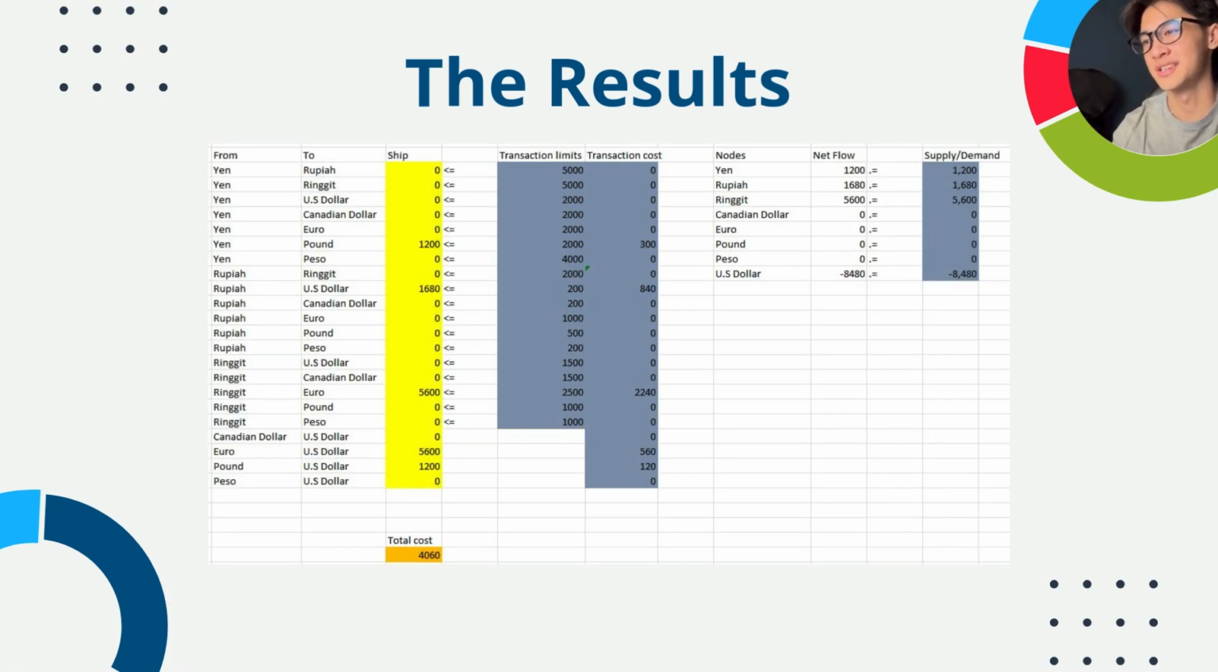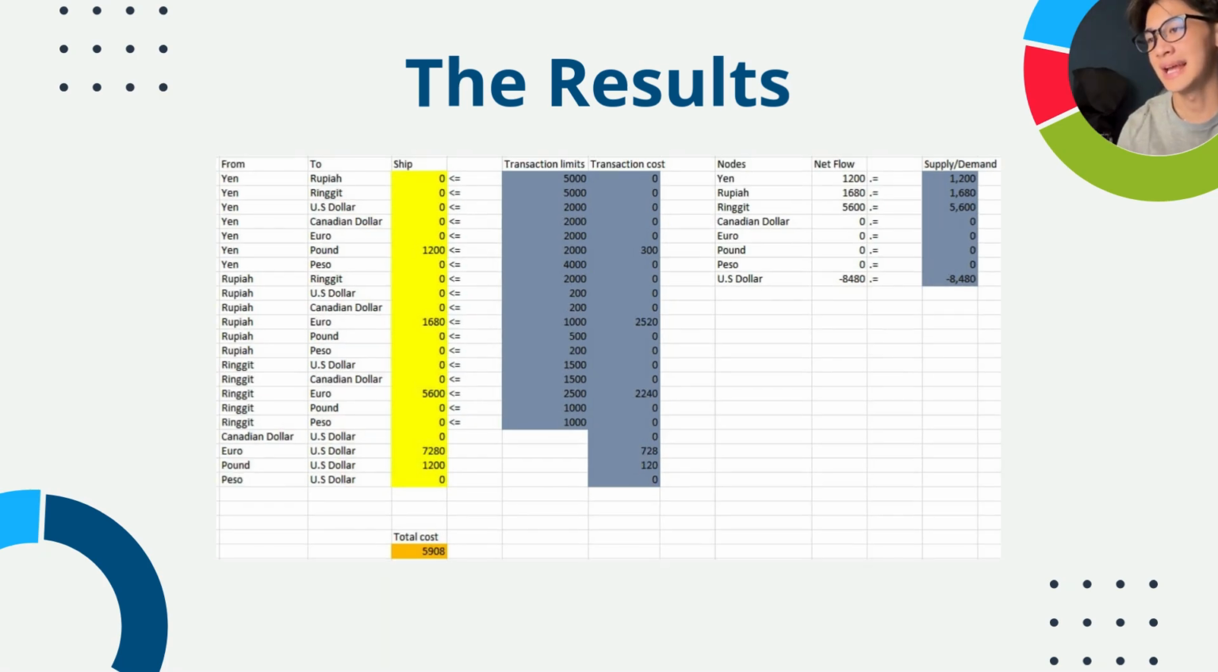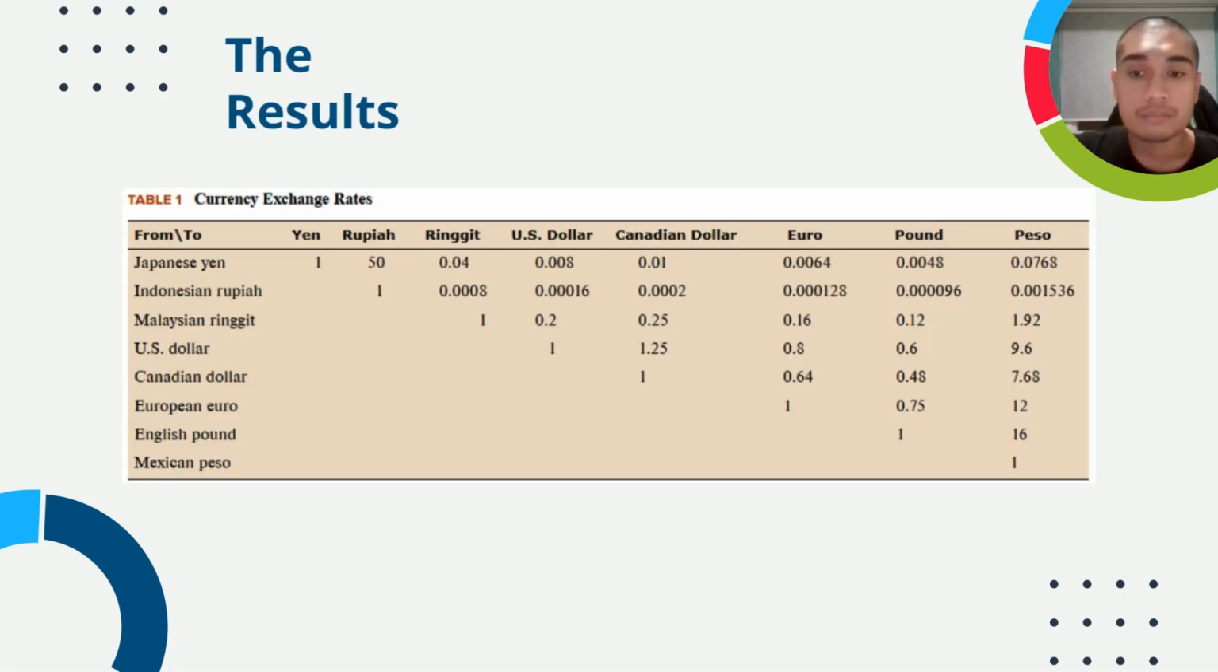And for question C, the process is the same but we have removed the transaction limits, which results in the answer of $4,060,000. And lastly, for question D, the transaction cost for rupees has been quantified, which raised the cost to $5,908,000. Now, for letter E, Jake must also consider that the currency exchange rates are volatile. So by the time he executes his plan, the exchange rate might have changed drastically.